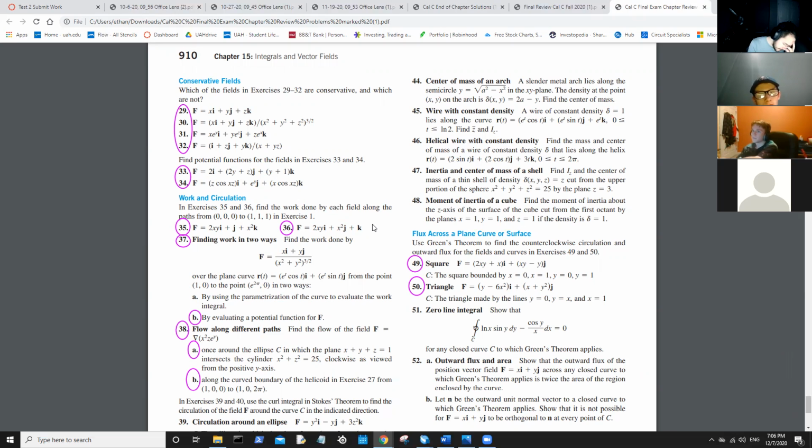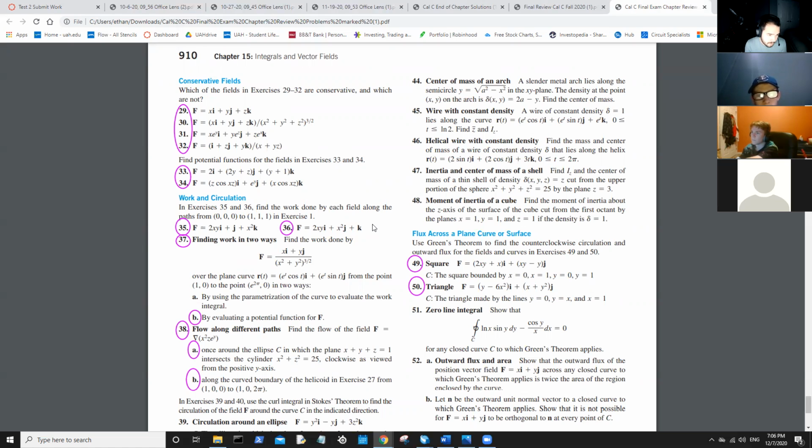Because when evaluating, this is going to spit out 2 at 1, 1, 1. And then when evaluating at 0, 0, 0, it's going to spit out 0. 2 minus 0 is 2, and that was his answer. So that's all you do. Find the potential function, and then evaluate. Yay.